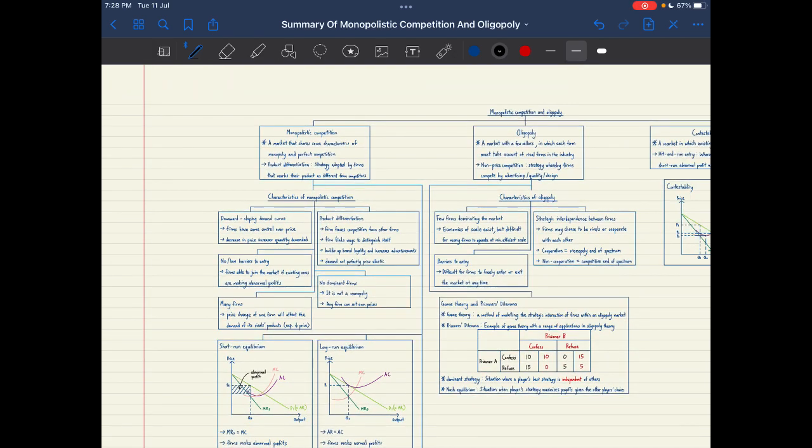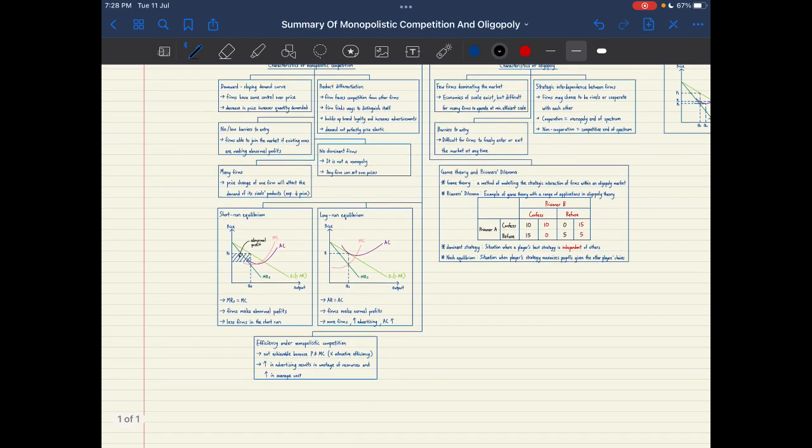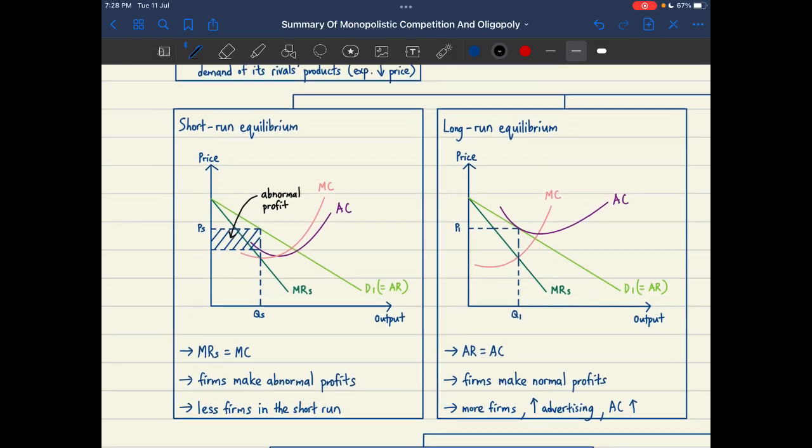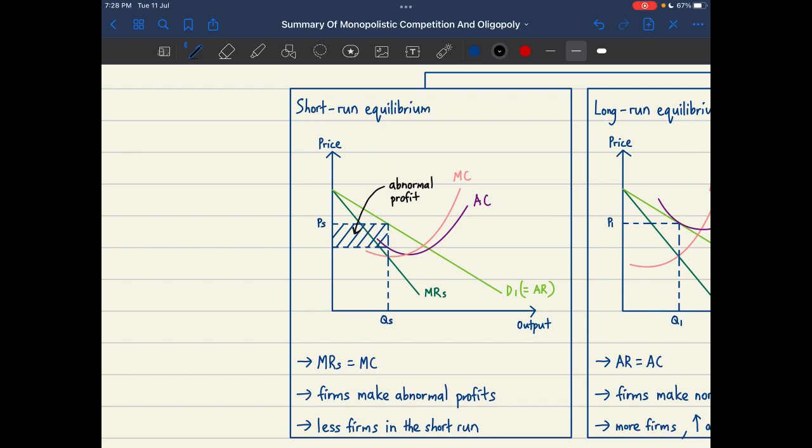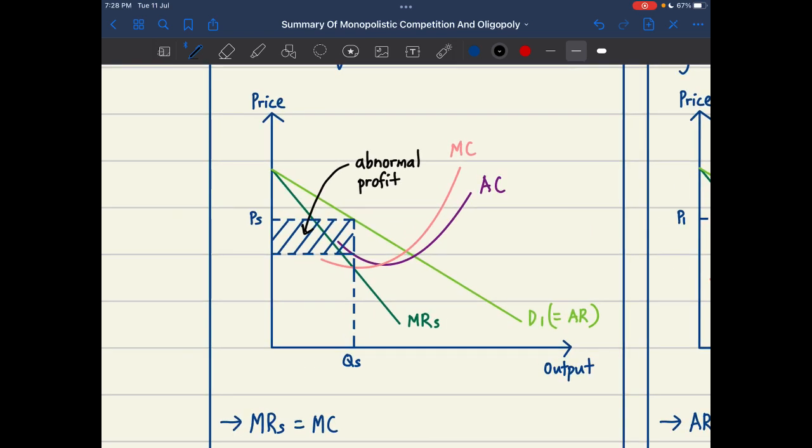Alright. And now let's take a look at the short run equilibrium and long run equilibrium. In the short run, because there are not many firms in the market, firms are technically going to make abnormal profit. So you can see that I'm going to represent the demand curve, which equals your average revenue, because if you multiply price with your output, you will get your revenue. And then your marginal revenue would basically be your revenue for that additional unit. For that additional unit, you get your marginal revenue.